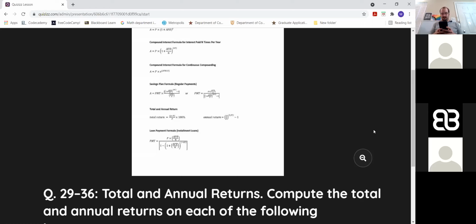I'm struggling with the -1 aspect of it. Were we supposed to add one before, as part of the annual return? I'm just confused about it. So you do A divided by P. You do the -1 at the very end. Okay.